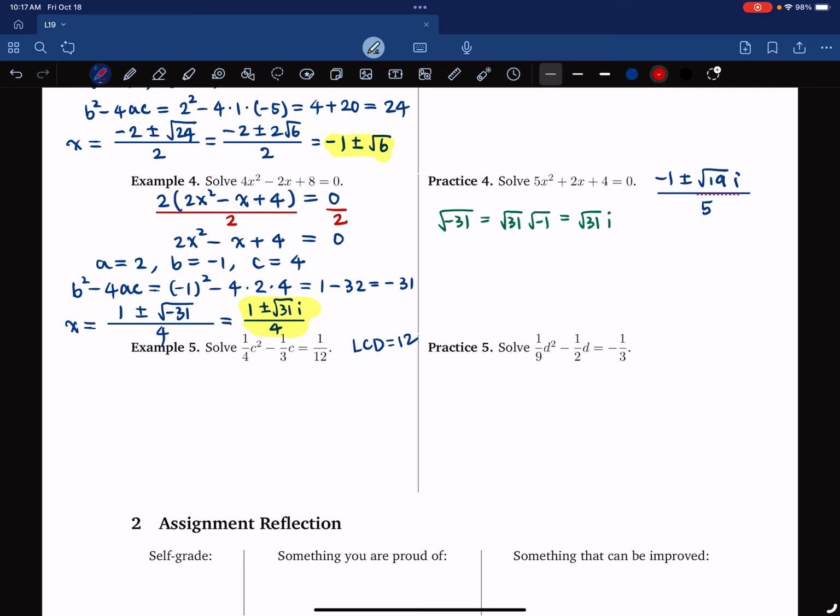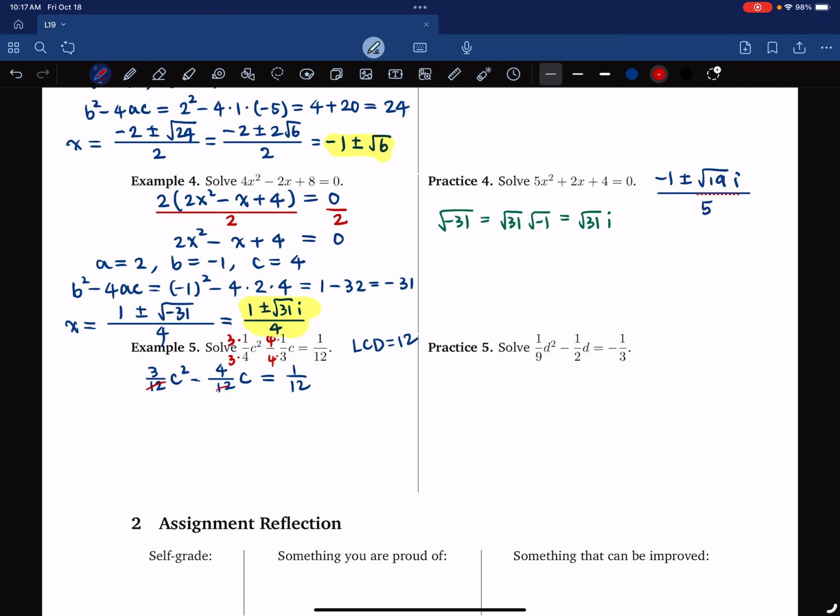1 over 4, if I want to convert it to 12, I need to multiply both the top and the bottom by 3. 1 over 3, if I'm going to convert it to something over 12, I need to multiply both the top and the bottom by 4. And then 1 over 12, of course, I don't have to convert. Let's write down the resulting equation. So I will get 3 over 12 c squared minus 4 over 12 c equals 1 over 12.